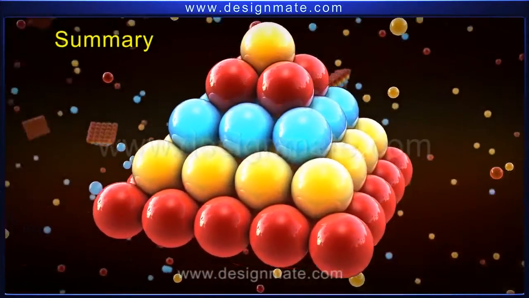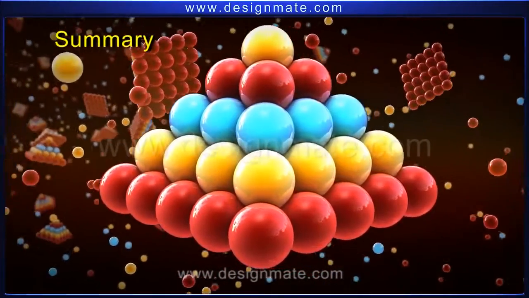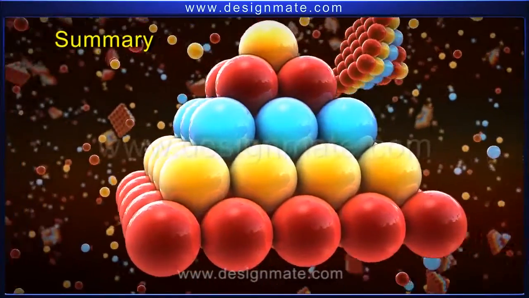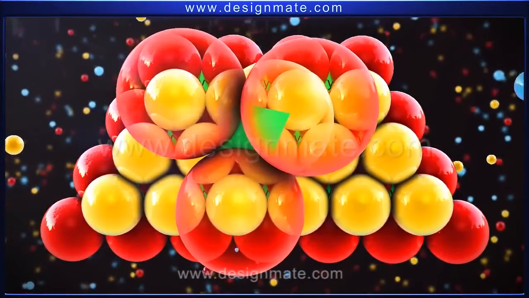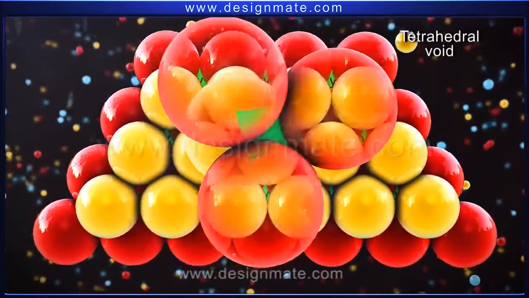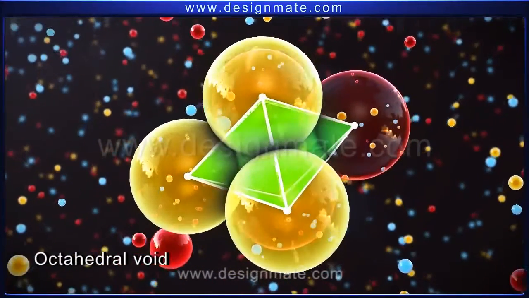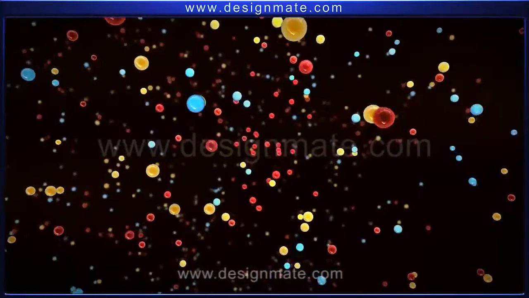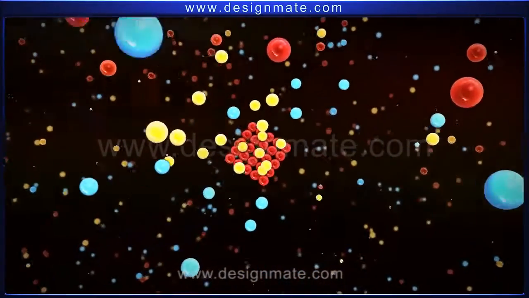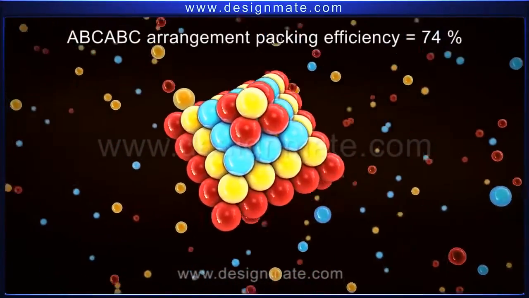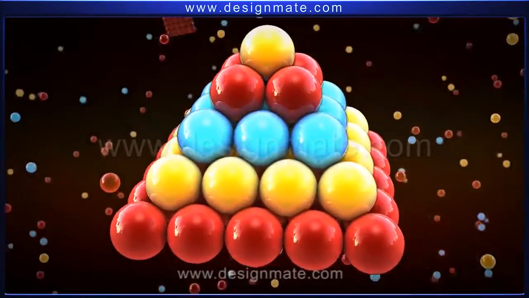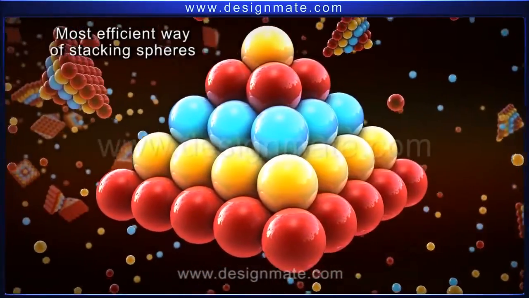To summarize, we have learned about the ABC arrangement in metallic solids, and also studied the 2 types of voids, namely tetrahedral and octahedral, formed between them. We also studied that the packing efficiency in the ABC arrangement is 74%, and thus it is the most efficient way of stacking spheres.